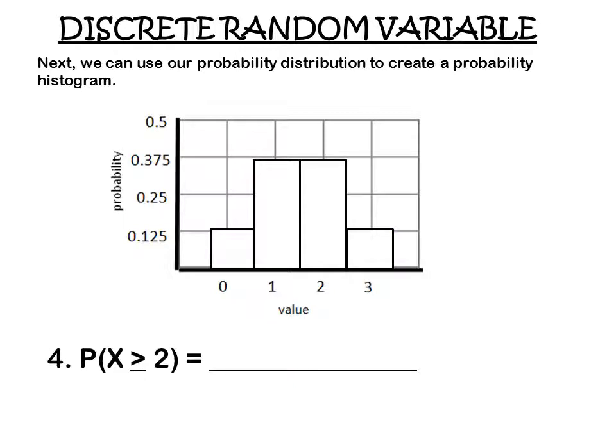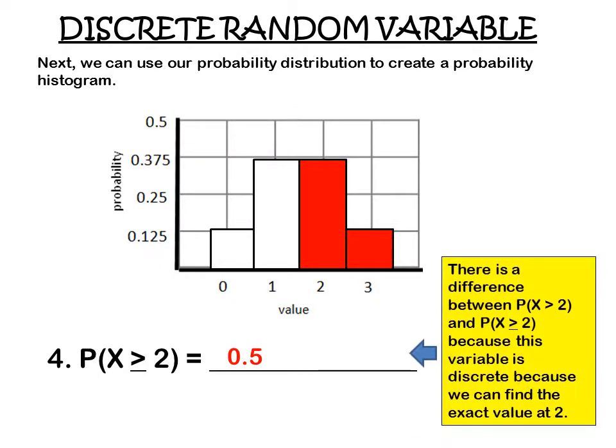The probability of getting heads greater than or equal to 2 now includes our 2, so the bars for 2 and 3 should be shaded for a total of 0.5. So in a discrete random variable, there is a difference between greater than 2 and greater than or equal to 2. Because this variable is discrete, we can find the exact value at 2, which will make the probability larger than if you were just looking for greater than 2.